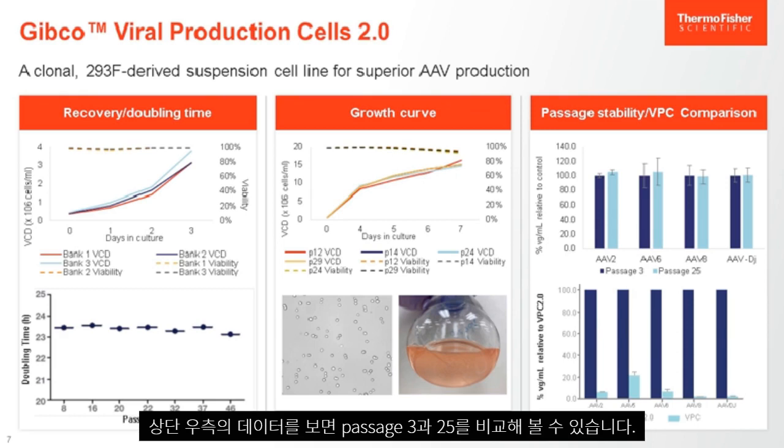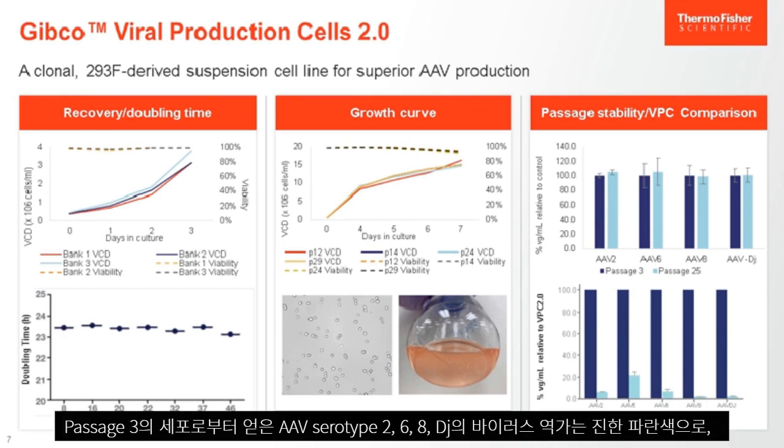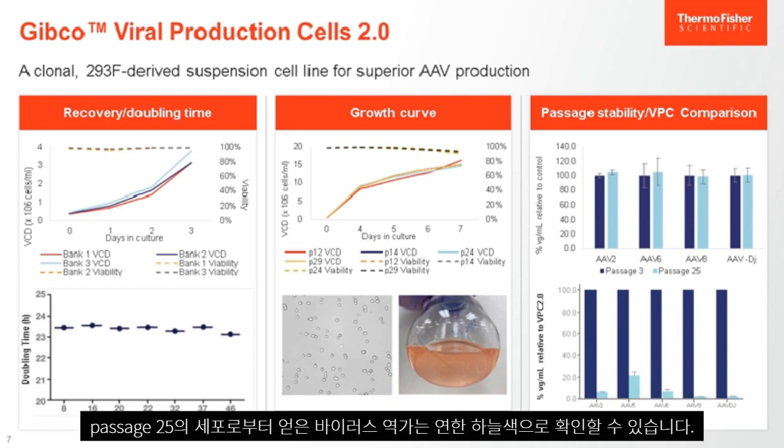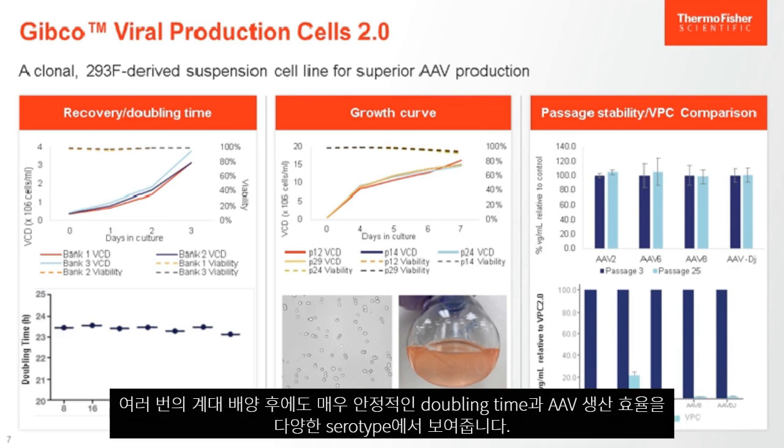If we look on the top right pane, you can see between passage 3 and passage 25, so a very broad range of passages, in dark blue is the viral titers obtained for AAV 2, 6, 8, and DJ at passage 3 versus light blue at passage 25. And you can see once again, consistent with the very similar doubling time over a broad range of passages, the cells are also similarly productive for their VG per mil across 4 different serotypes.